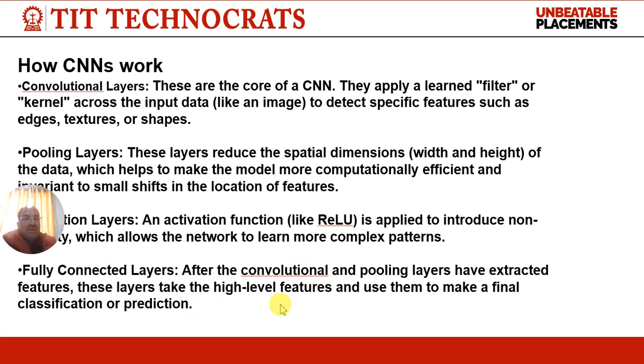After the convolutional and pooling layers have extracted the features, the fully connected layer takes the high-level features and uses them to make the final classification or prediction. This means that they extract the features, and then these features are converted into a flattened form, and then this flattened form is input to the fully connected layer.